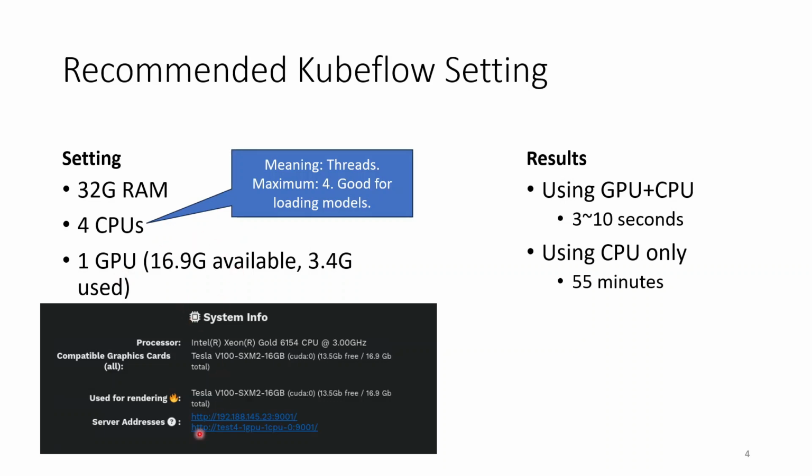I used this setting to run the diffusion model and get the result. This is important for you: if you can have one GPU, one is enough. You only need 3 to 10 seconds to generate an image. Diffusion can run on CPU, but it's very, very slow. I used 55 minutes to generate the same image, so it's time consuming. If possible, just get one GPU.